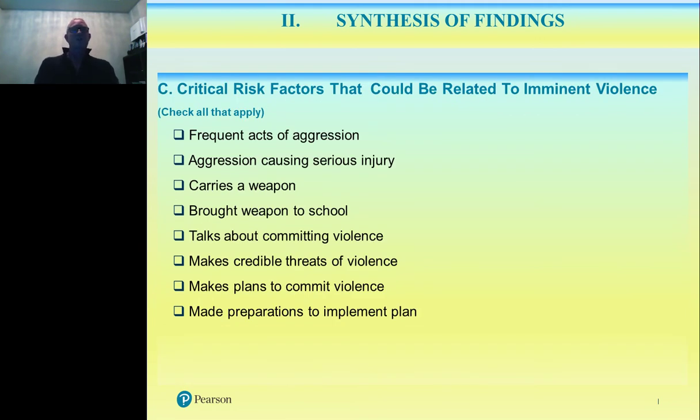So then, part C under the synthesis of findings, critical risk factors that could be related to imminent violence, okay? So these are important, okay? So check all of these that apply. Do they engage in frequent acts of aggression? Does that aggression cause serious injury? Do they carry a weapon? Have they brought it to school? Have they crossed that important social boundary, okay? Do they talk about committing violence? Do they make credible threats? And do they make a plan, okay? And most importantly, what preparation have they made to implement that plan? If you can get access to that information, clearly the more of these that you have checked, the more concerned we are going to be that the imminent violence is something to take very seriously.